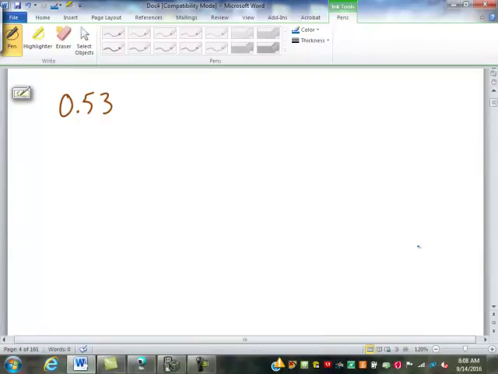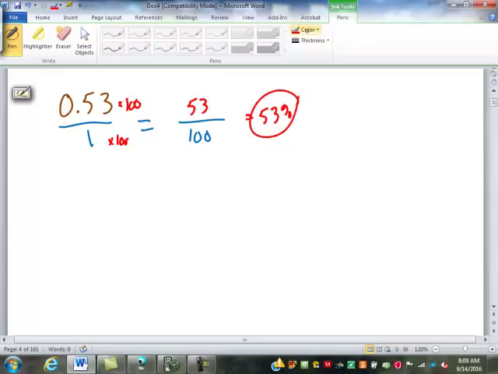So if I want to go from a decimal back into a percent, a decimal can be thought of as being out of 1. 0.53 is 0.53 out of 1. We want it to be out of, a percent is out of 100. So looking at this, think of it as changing and renaming a fraction. 1 times 100 makes 100. 0.53 times 100 is 53. So it's 53 out of 100, or 53%. So changing that decimal back into a percent is nothing more than multiplying by 100, or moving our decimal point back the other way.